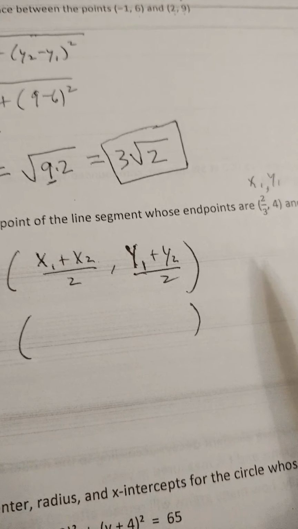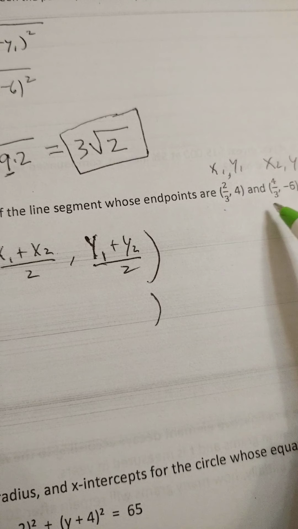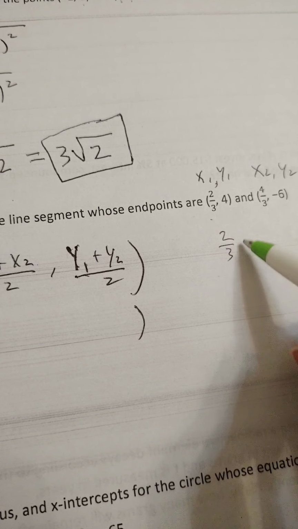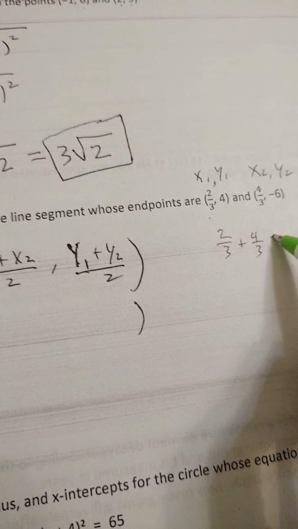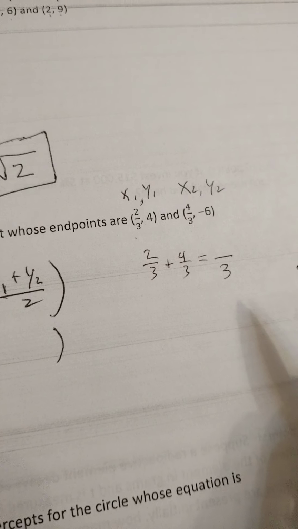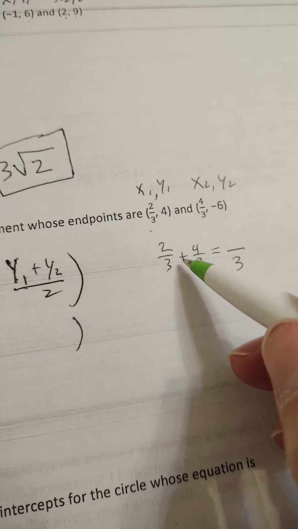Okay, so x sub 1 is 2/3, x sub 2 is 4/3. So let me do some scratch work here. What is 2/3 plus 4/3? Well, I've got the common denominator of 3, so I can write it as a single fraction with that common denominator. And then you add the numerators.